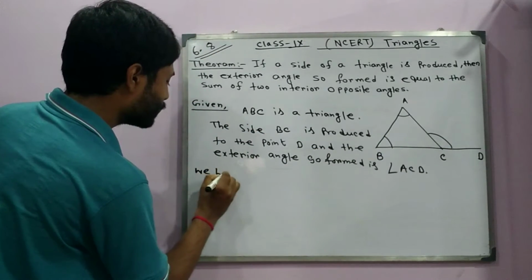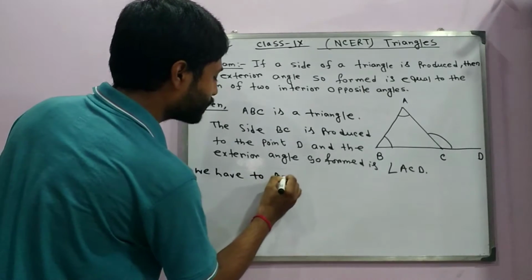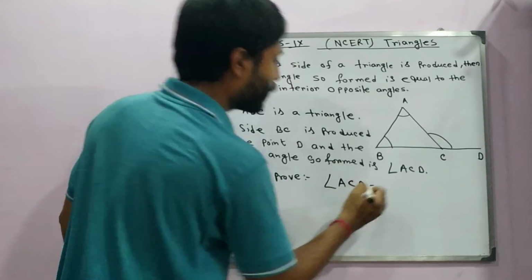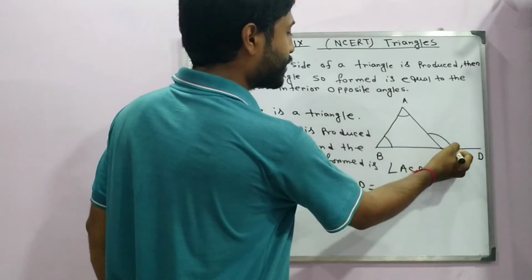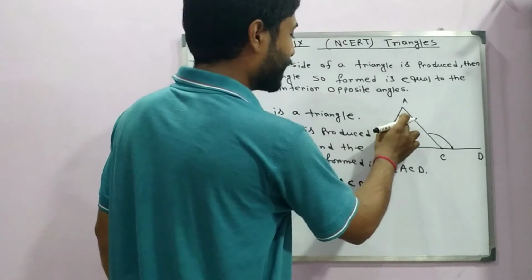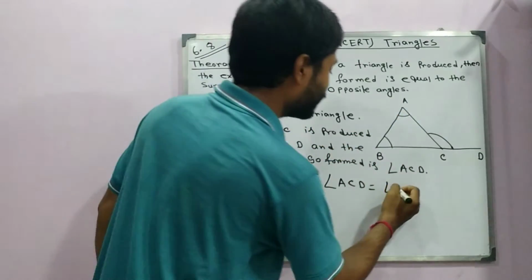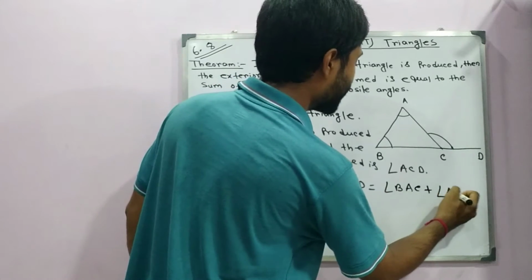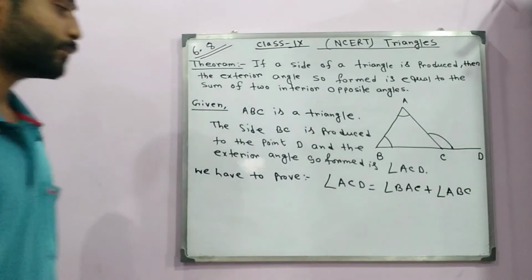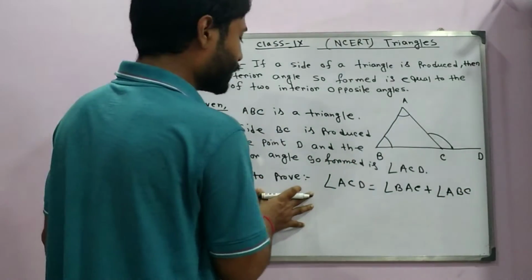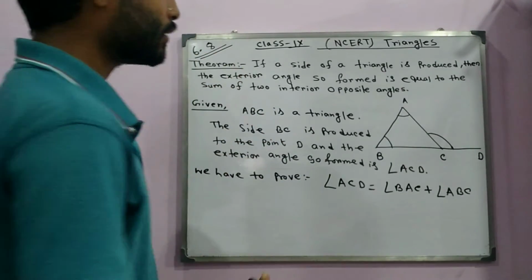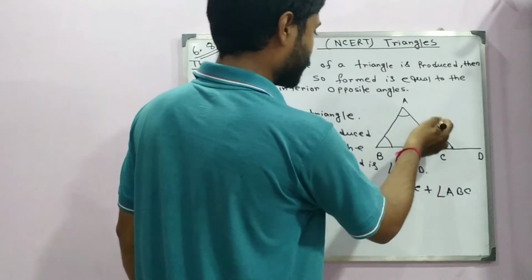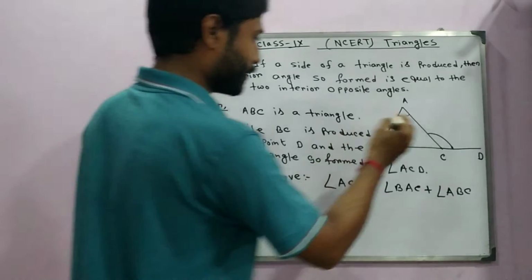We have to prove what we have to prove. Now the angle ACD equal to the sum of opposite interior angles. That means angle A plus angle B. So angle A we can write as BAC plus angle B can be written as ABC. This is the proof. So to prove this theorem, we need to have a drawing on the figure, such that what we will draw.